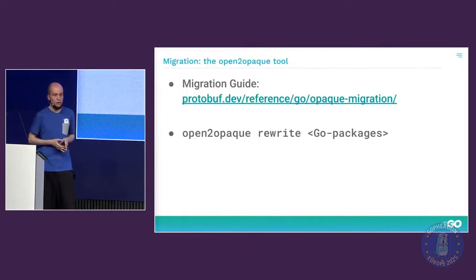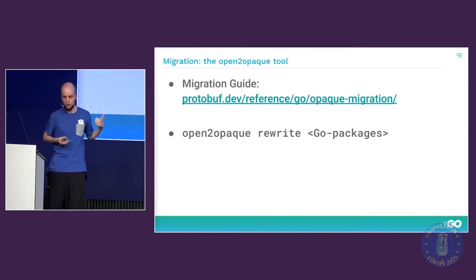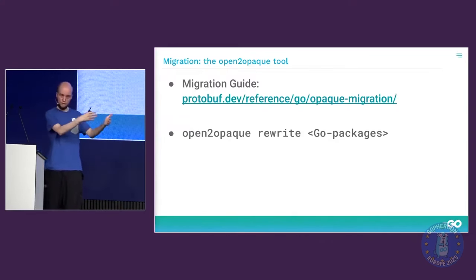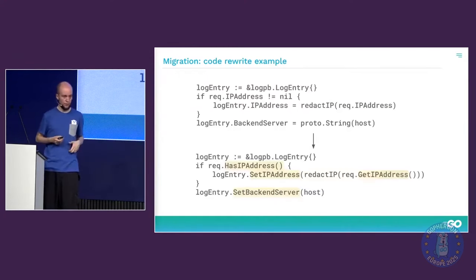So the short summary is just follow our migration guide. I'm not going to explain to you exactly how it works, right? But the gist of it is that there is a tool which is called Open to Opaque. And if you install that tool, this tool will allow you to rewrite your Go packages from using the old API, like with the direct field access, to the new API with all of these getters. And you just need to specify one or more Go packages in your project, and it'll do the rest.